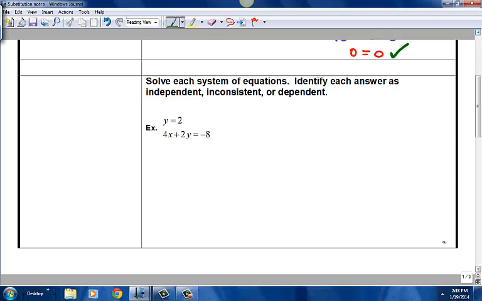In this particular system, I'll notice that one of my equations has the y all by itself. There's nothing else on the left-hand side with the y. So if y is equal to 2, then I come down to my second equation, and everywhere I see a y, I'm going to substitute a 2 in its place. So to solve this system, I would say, now I would do the math.